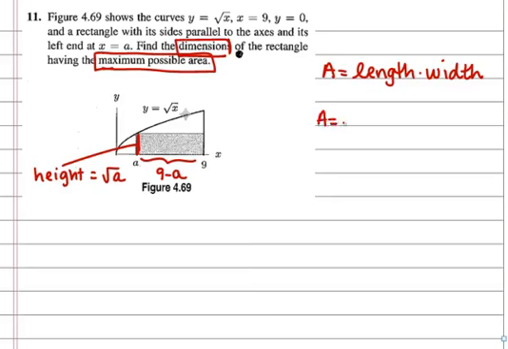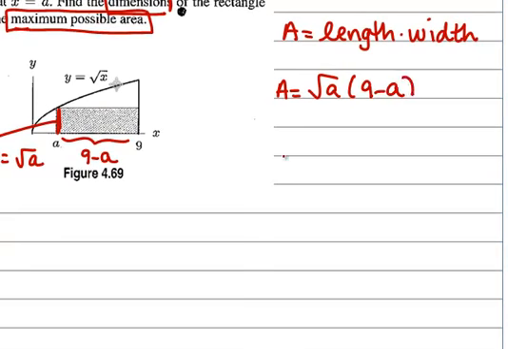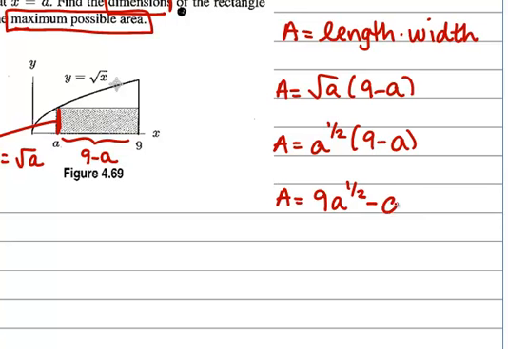And in this case, I've already gotten the length and the width in terms of the same variable. So it's the product of the square root of a times 9 minus a. So I'm going to do a little bit of algebra here. And I'm going to distribute, as well as turn my radicals into exponents. So that way when I take the derivative, it's a little bit easier.